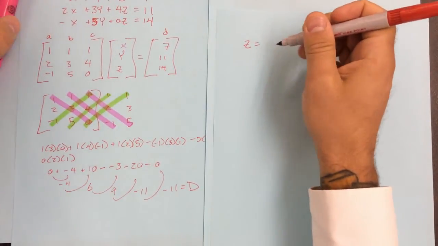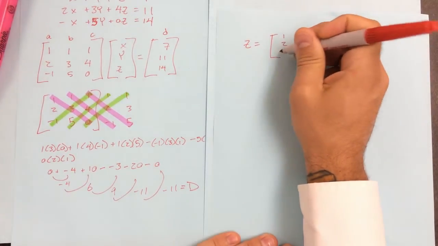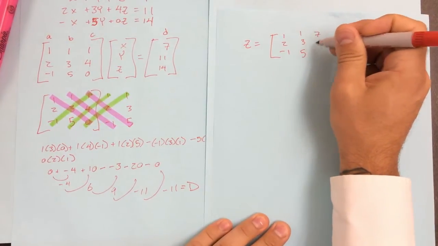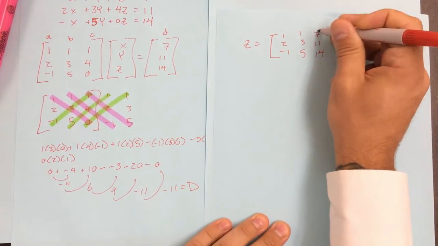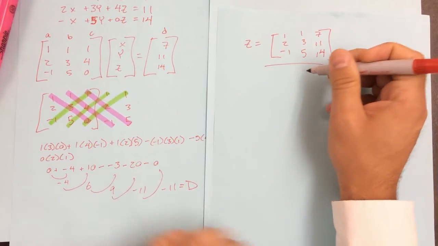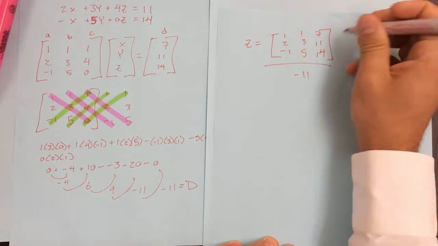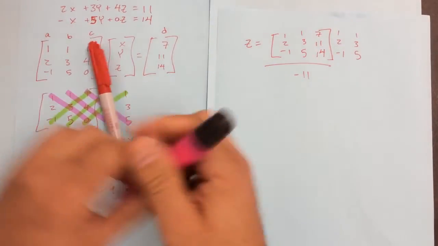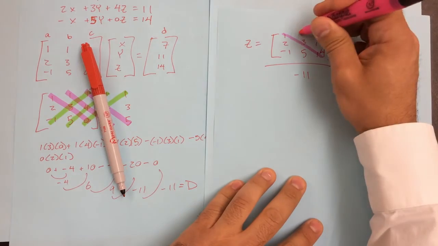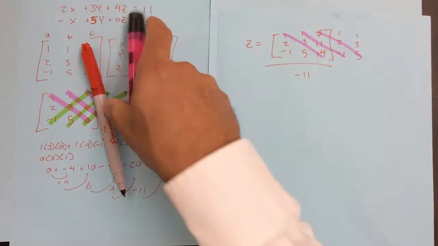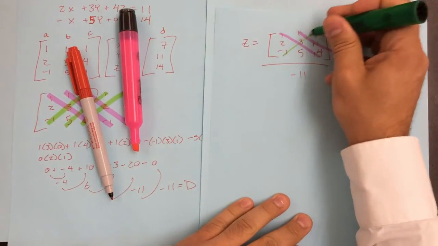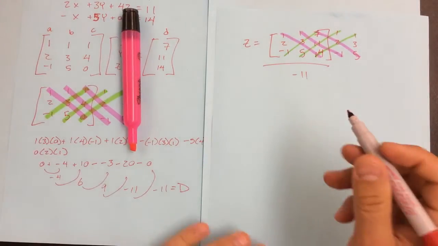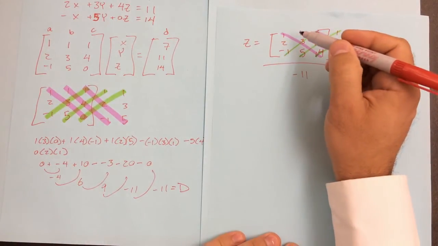Z equals, a and b stay the same. 1, 2, negative 1. 1, 3, 5. C is replaced with D, 7, 11, 14. Over the original determinant, which was negative 11. In order to do this, I need to rewrite the first two. Product of this, plus the product of this, plus the product of this, minus product of this, minus product of this, minus product of this. So let's see what that gives us. We're going to go through the process.